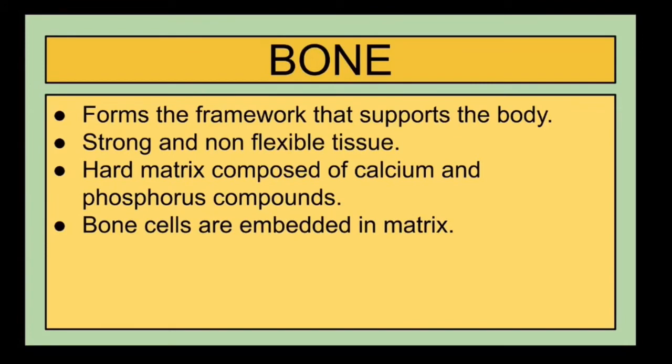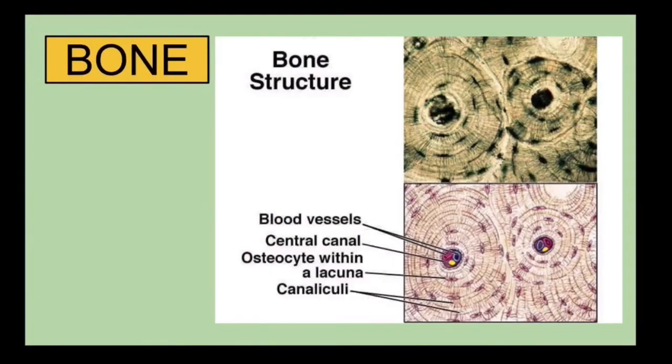Bone. This connective tissue forms the framework to support the body. The cells of bone are known as osteocytes. They are embedded in a hard matrix, which is composed of calcium and phosphorus compounds. This is the diagram of bone, in which you can see the central canal, which is filled with blood vessels, where the blood cells are formed.